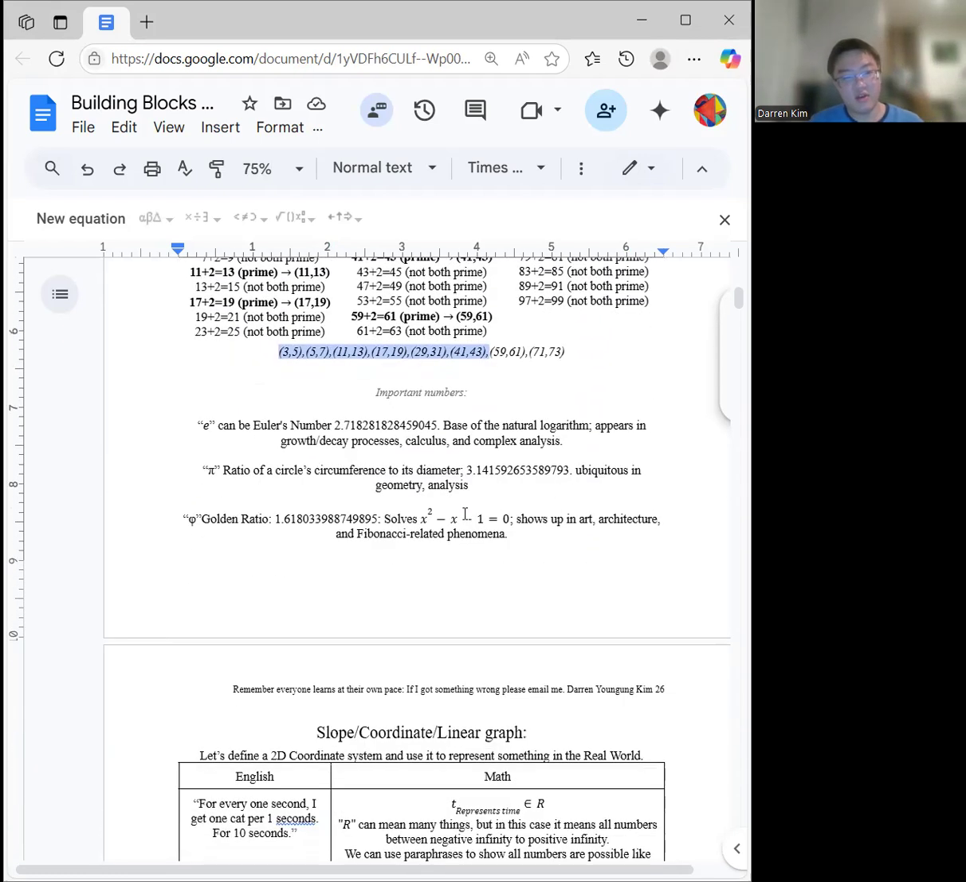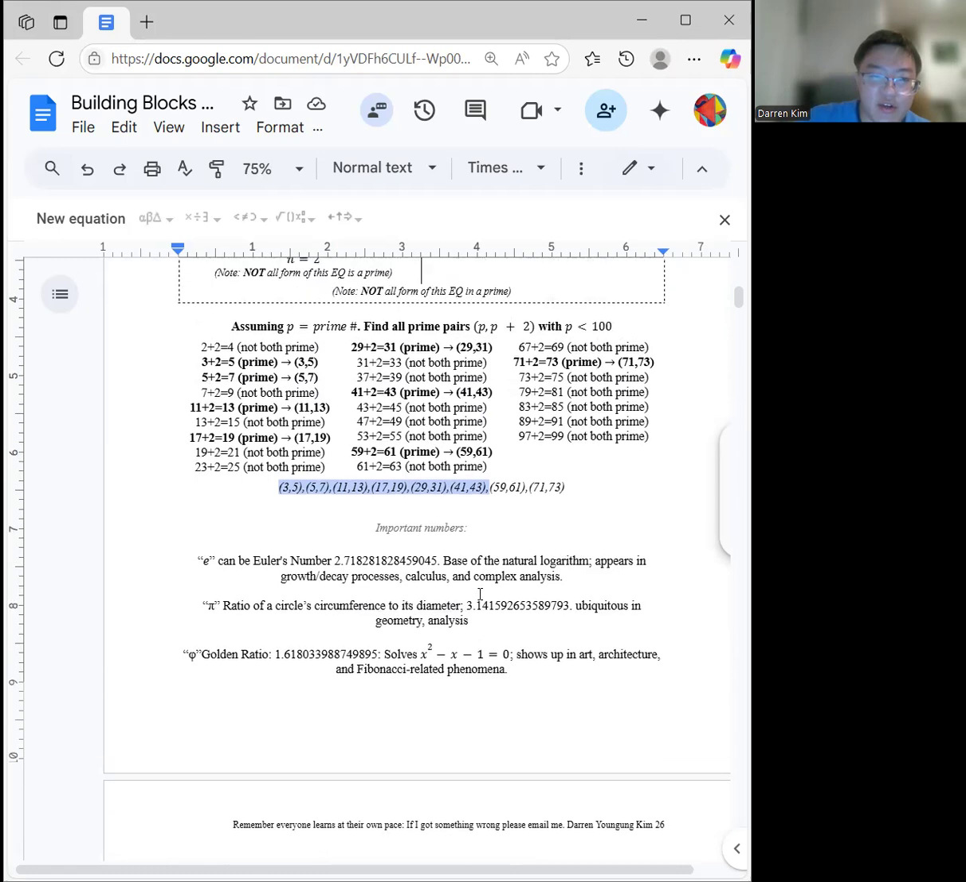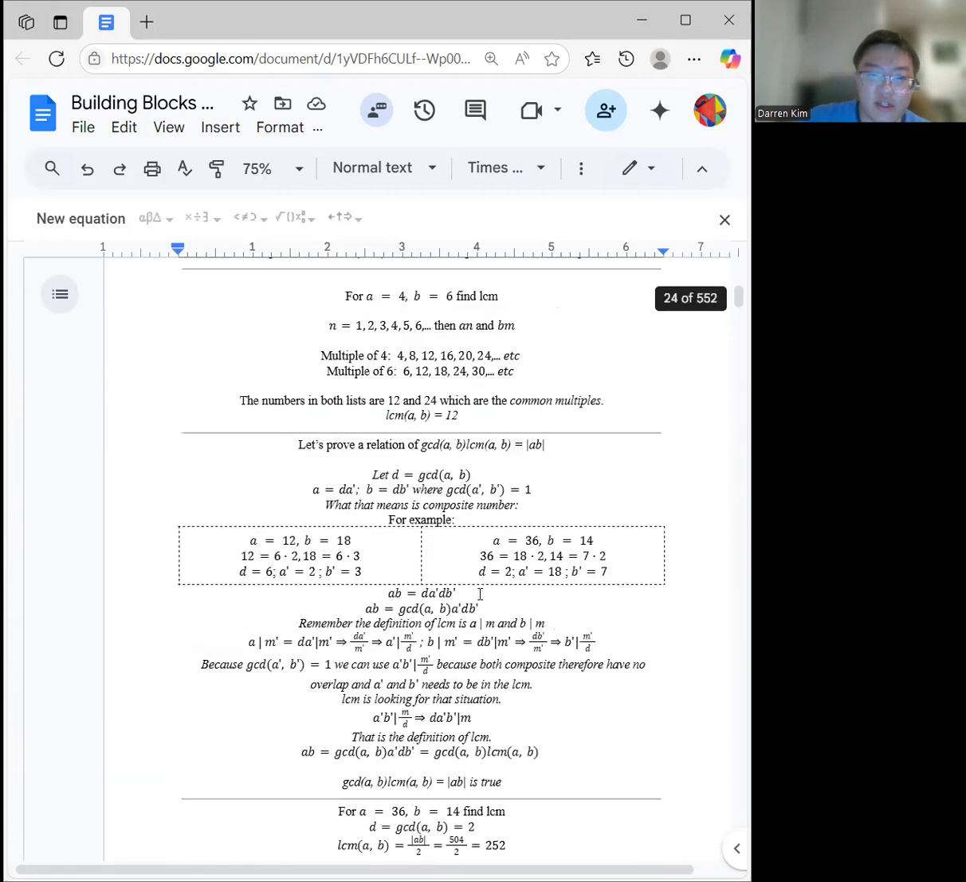Now, fun, important numbers: the universe number, the ratio of a circle, and the golden ratio. Golden ratio I put there because it was my geometric project, basically, in ninth grade. Ratio of a circle, that's always necessary. And Euler's number, who doesn't know that? Euler's number, sorry, I forgot that's how you say it.